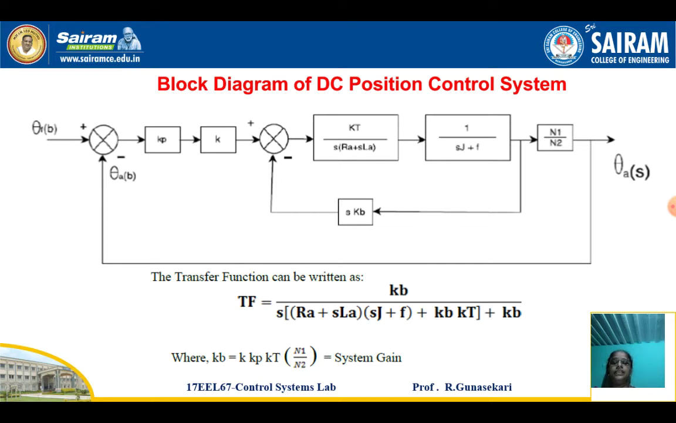So the transfer function can be written as Kb divided by S into Ra plus SLA, then Sj plus F plus Kb Kt plus Kb, where Kb is equal to K Kp Kt N1 divided by N2, that is the system gain.